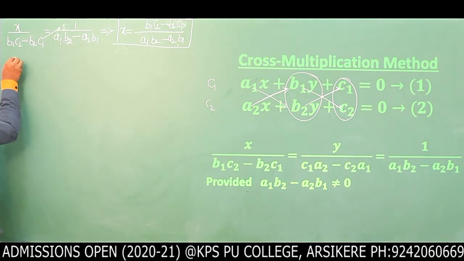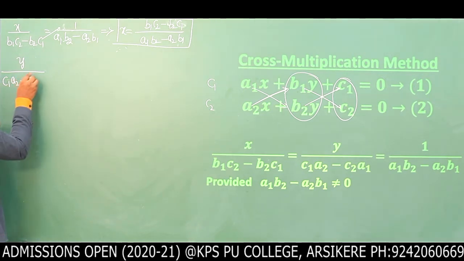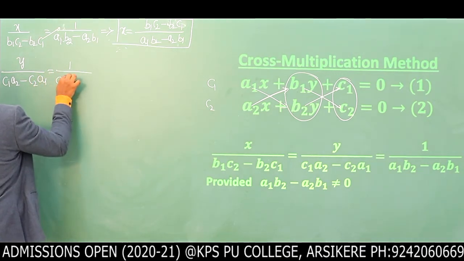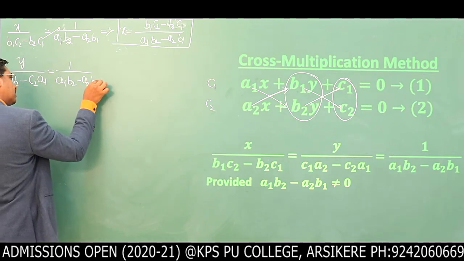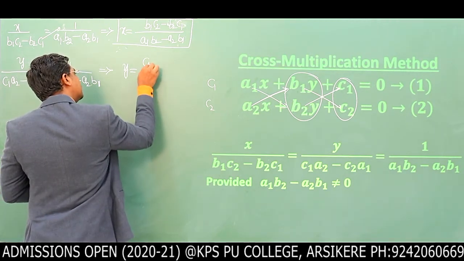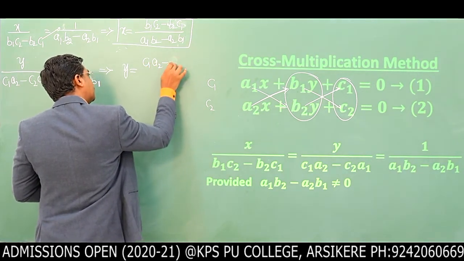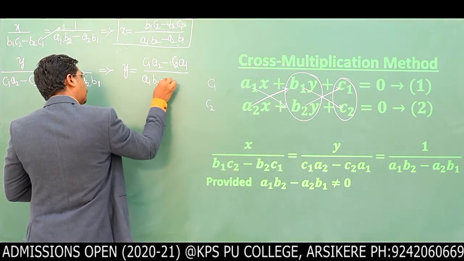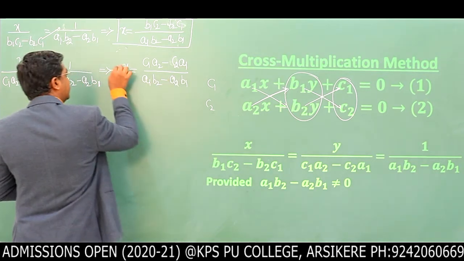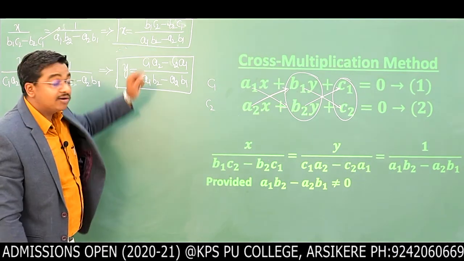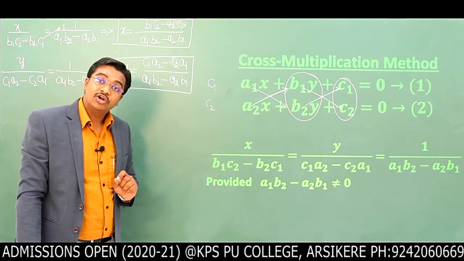Similarly, let us consider the second term. So y divided by the term, what do we have there? c1 a2 minus c2 a1 is equal to 1 divided by a1 b2 minus a2 b1, which implies, taking cross multiplication, y reduces as y is equal to c1 a2 minus c2 a1 whole divided by a1 b2 minus a2 b1. This is the value of y. These are the values of x and the value of y. And remember, these terms need not be 0. a1 b2 minus a2 b1 is not equal to 0.